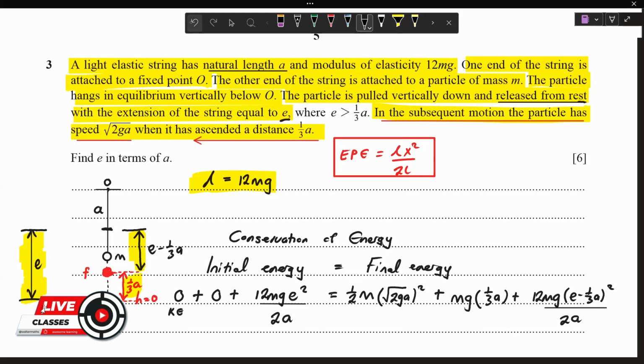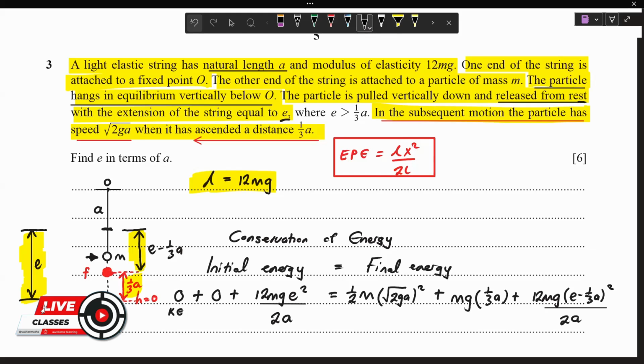All right. So that's again the reason why we're using E. I've just taken that from what the question says, right? Now, if you look at this point here, it's the starting point. I've just taken it to be the starting point, like when the particle is in equilibrium, because they say that the particle hangs in equilibrium vertically below O.